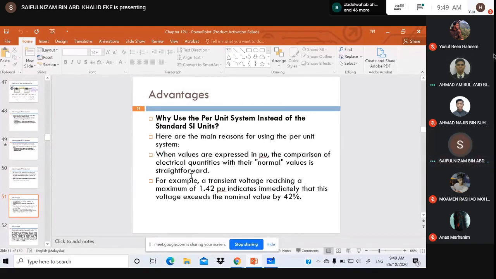So when the values are expressed in per unit, the comparison of the electrical quantity becomes straightforward with respect to their normal value. So for example, a transient voltage reaches a maximum of 1.42 per unit. You can see here, if you express the voltage in per unit, 1.42, it means that the voltage condition is 42% above the nominal value, rather than you have to calculate the actual value corresponding to its tolerance.